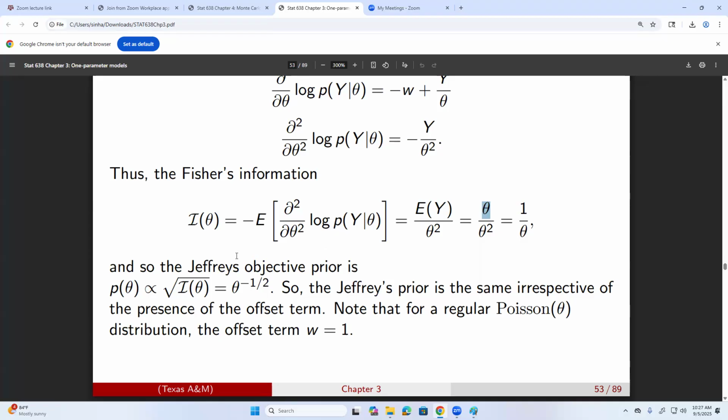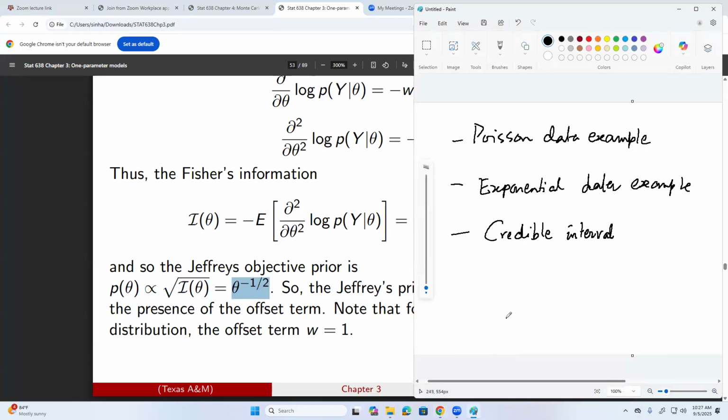Okay. So the Jeffreys objective prior is p of theta proportional to the square root of the information. The square root of the information will have theta in the denominator, and the square root of it will be theta to the power minus 1/2. What happened to that W? I said W is the offset term. It's a constant, right? So I can write it with the proportional sign and remove W.